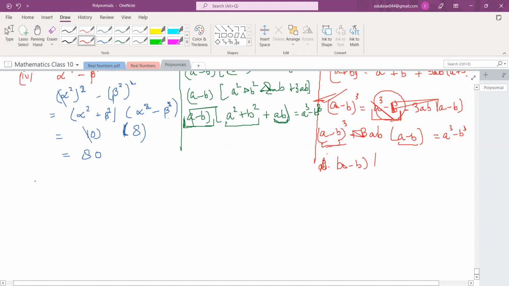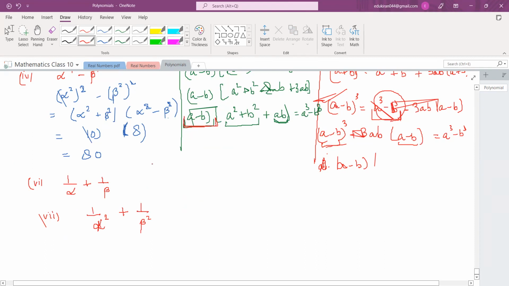Next, just try. I mean, give it a try. Otherwise, we will solve it. So 1 upon alpha plus 1 upon beta you have to find. Then you also have to find 1 upon alpha square. Ma'am, in the previous one, we know the value of a square and ab, but what about a minus b? a minus b we have to find out for this question.